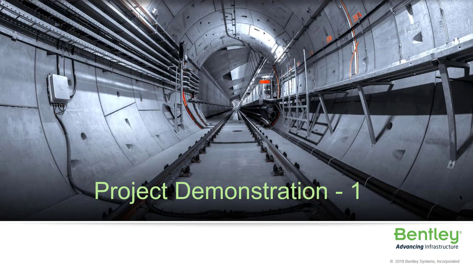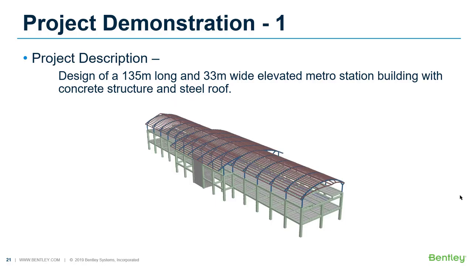Now comes the first project demonstration. This is an elevated metro station building, 135 meters is the total length of the structure and 33 meters wide, and it is expected that a 6-lane highway will go underneath this particular station building. The bottom of the structure, or the concourse level and the rail level, is made of concrete, and the top of the structure, or the roof system, is made of steel.